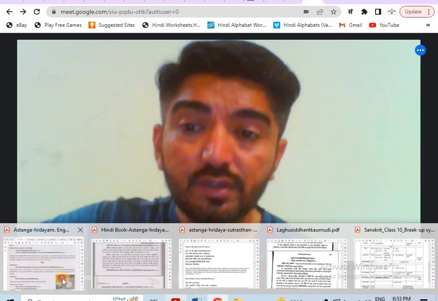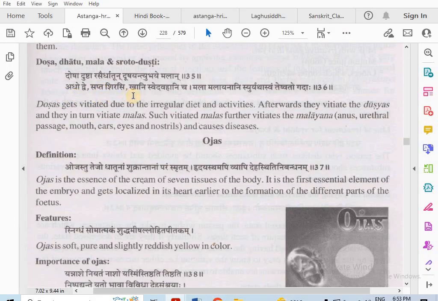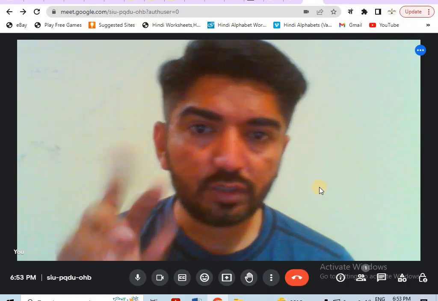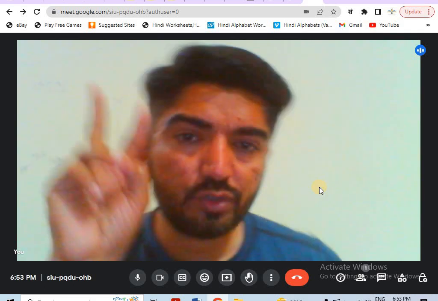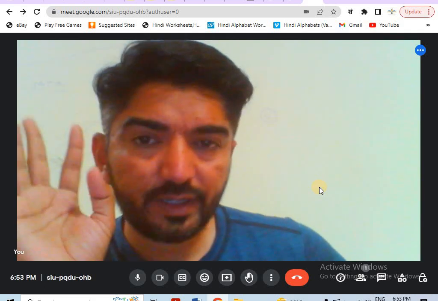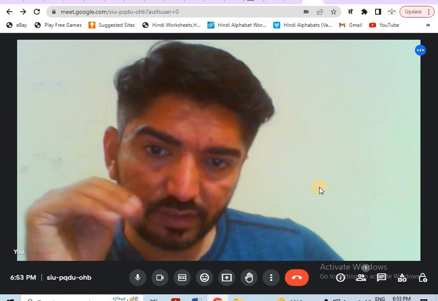Now here, this part that we skipped, Adho Dve Saptasirasi, this part of the 31st sloka, explains which malayanani are there. Adho means down in our body, Dve means two. Two waste product sites are there. One is the urethral passage and another is the anus. So these two are down, right?